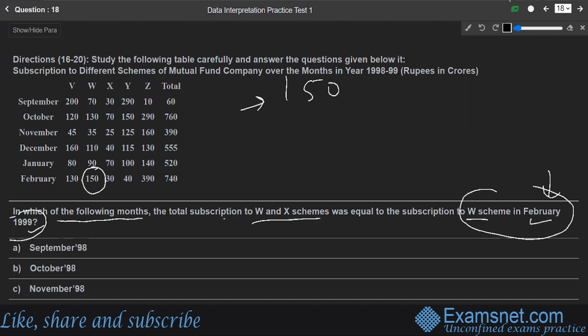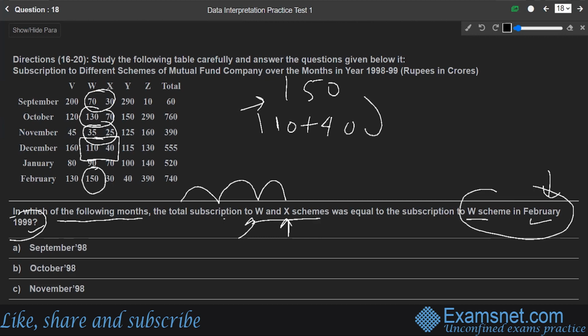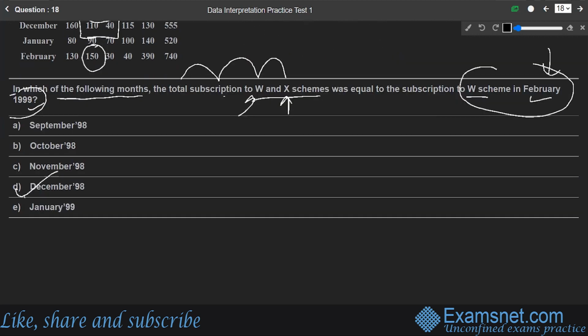What is that total? The total subscription of W and X. So we have to do it for W and X, and then compare for which particular month the total of W and X is actually becoming equal to 150. If we check one by one, total of W and X in September is 100, that is not equal. In October it is 200, that is also not equal. 35 plus 25, that is also not equal. 110 plus 40 will give you 150. So this is that particular month, December, where the total is coming out to be 150. So the month of December is the right answer.